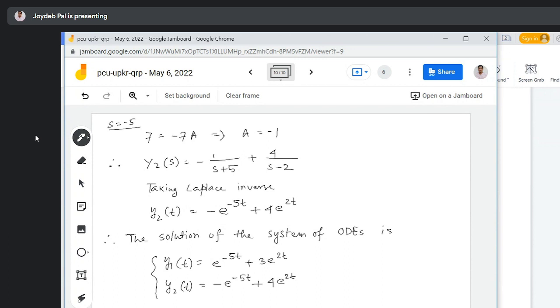Say, is it clear? कैसे करना है? Yes, sir. Yes.